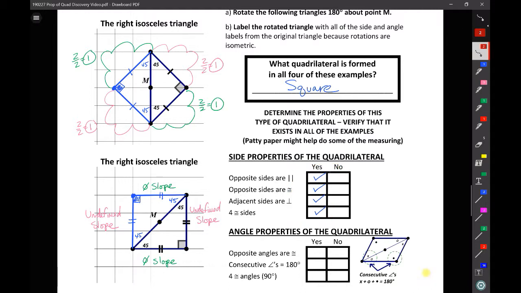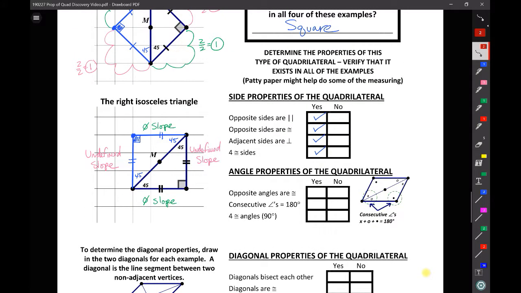All right, so then now what we want to do is tackle the angle properties. So we want to take a look at the angle properties here. So we'll pause and give you an opportunity to work with your partner or team to check those and see what you come up with.